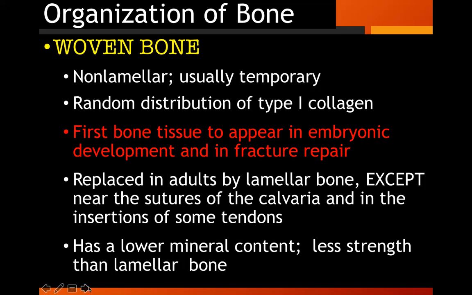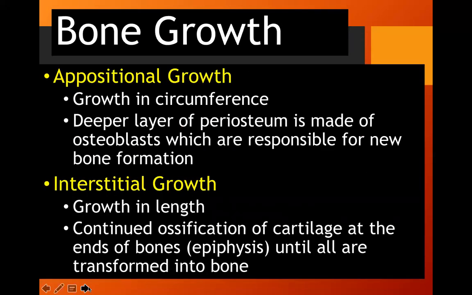Okay? So there are two types of bone organization. Let's go to the two types of growth. The appositional growth is growth in circumference, basically. While your interstitial growth, as opposed to appositional, is growth in length, right? Appositional is growth in circumference. Interstitial is growth in length.